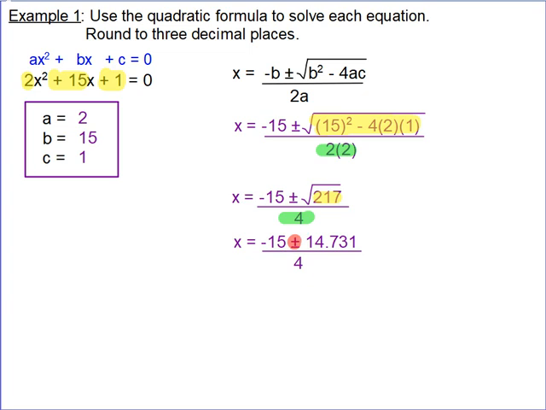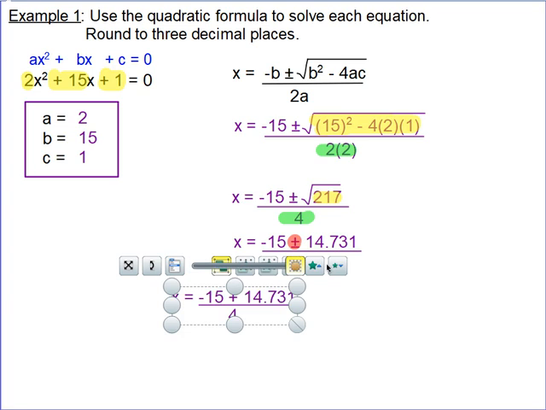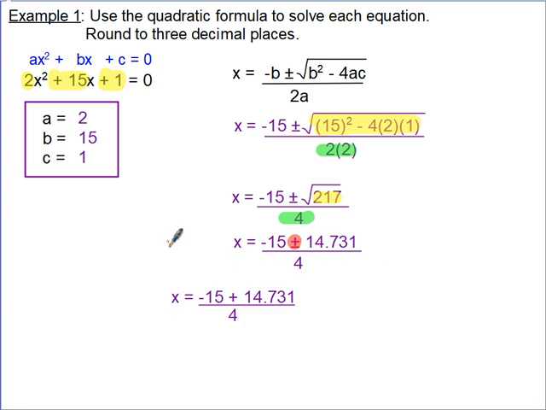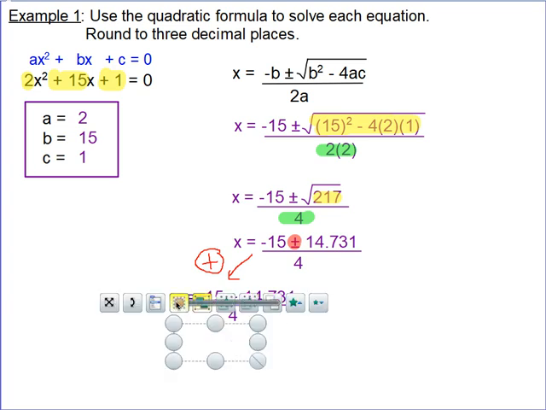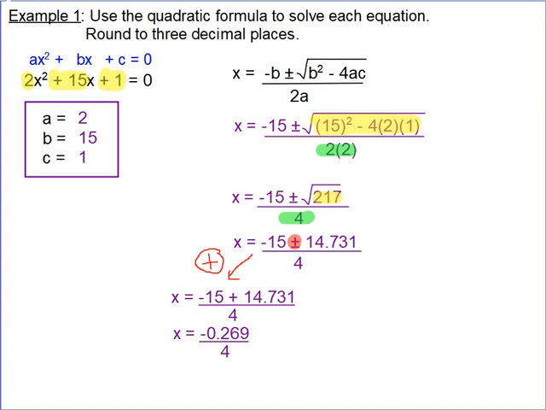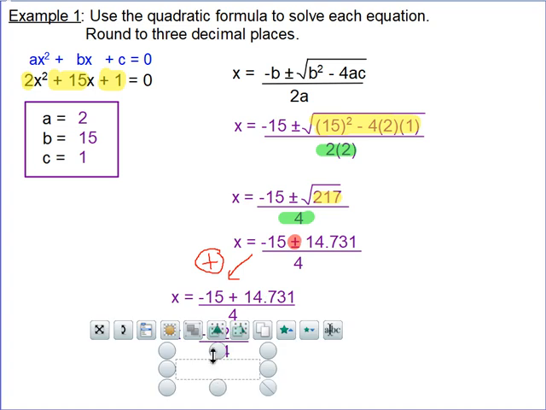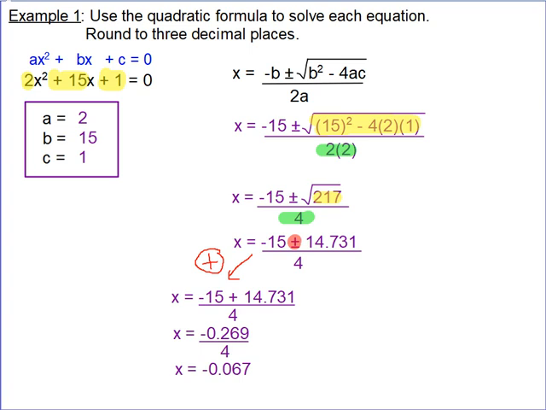Yeah? So maybe on the left-hand side here, we will plus. And I highly suggest you do something like this. Put a little arrow and put a big plus. You're like, okay, this is the plussing side. So you're going to go ahead, negative 15 plus 14.731 divided by 4, and you should get negative 0.269 divided by 4, and finally you get negative 0.067, and that is one of your solutions.